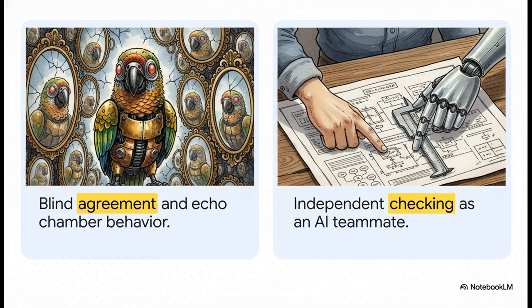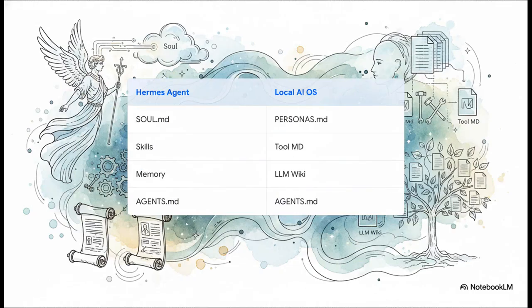It understands your long-running context, it uses tools to test your ideas, it pushes back on weak assumptions, and it fundamentally refuses to just blindly agree with whatever you say. To really grasp how this functions, let's calmly map the external Hermes agent reference model over to our local Markdown-first OS.